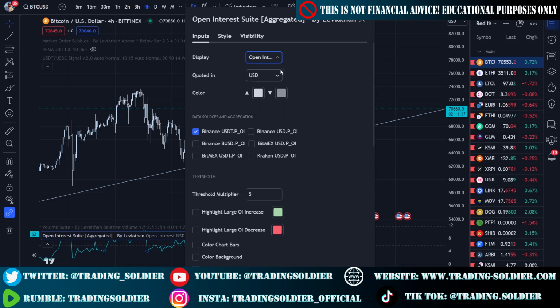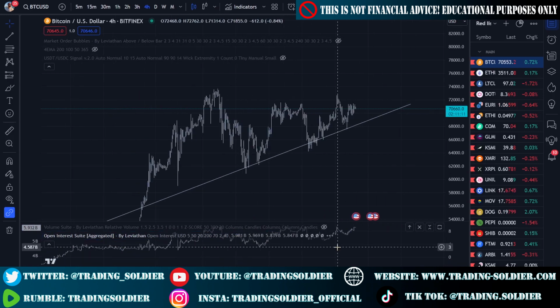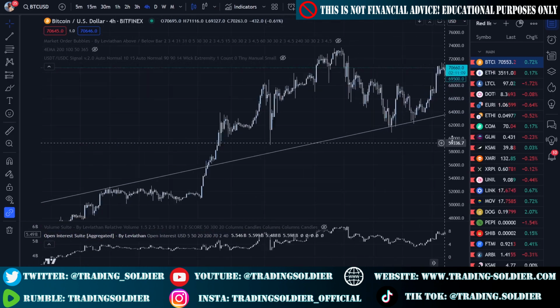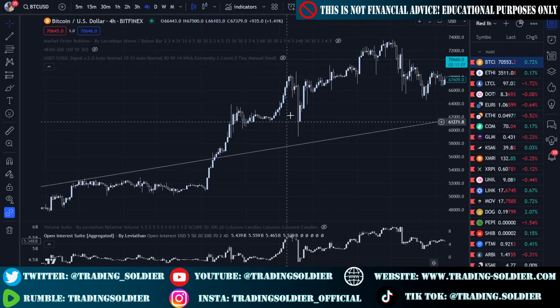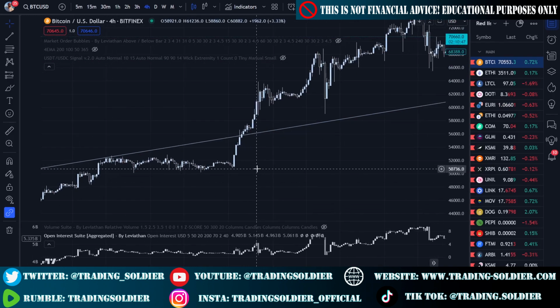And here, a very good feature of this indicator is that you have the normal open interest, okay? As you can see, if I change this option to normal open interest, you can see the actual open interest. So for example, here, when the price dumped, you can see a flash in the open interest. A lot of long positions were forced to close with this candle down, so the open interest flashed down. Also, here, when the price pumped, a lot of short positions were closed, because of the flash in the open interest.